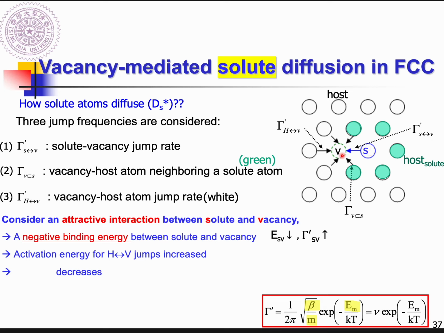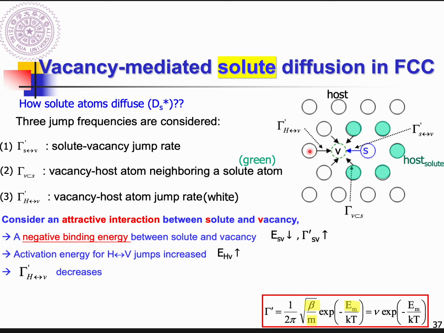So the solute atom will jump left, and probably jump to the right, jump left, jump to right. So they like to jump back and forth together between the solute and the vacancy. So gamma prime SV will be higher compared to the host atom jumping into the vacancy. That one has a higher energy, so the gamma prime is smaller, and the jump rate decreases.